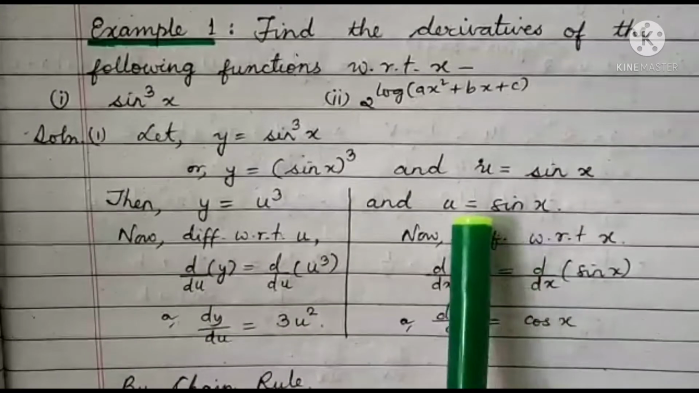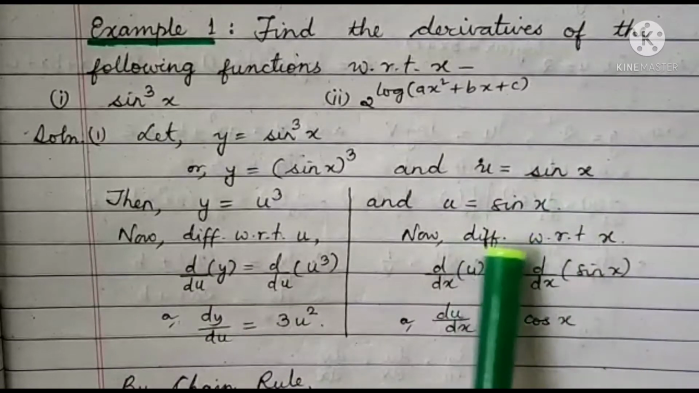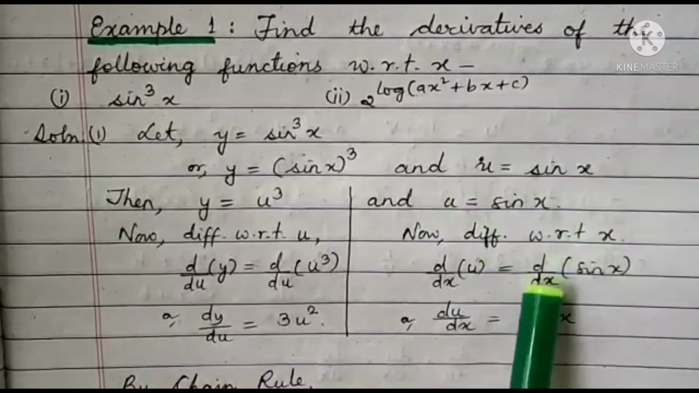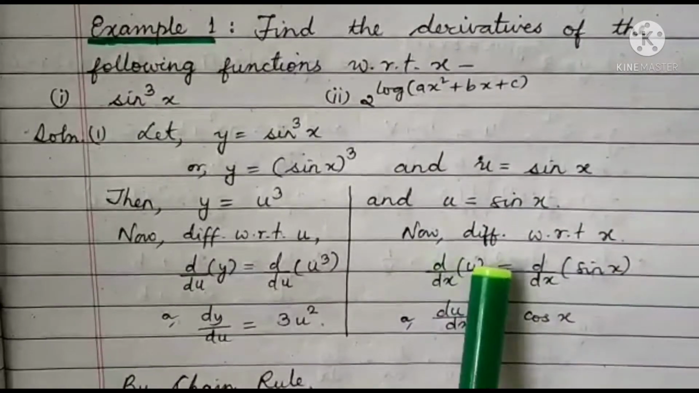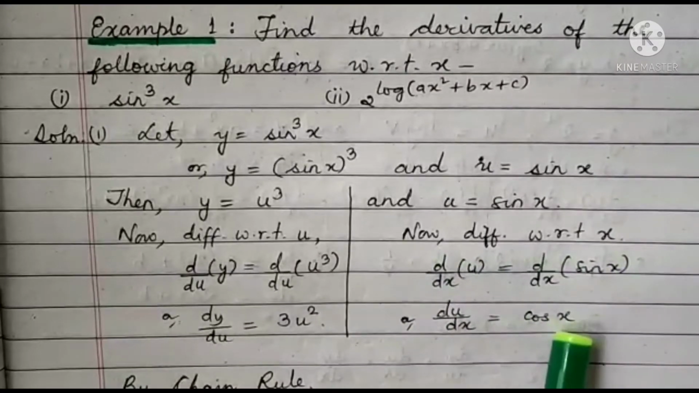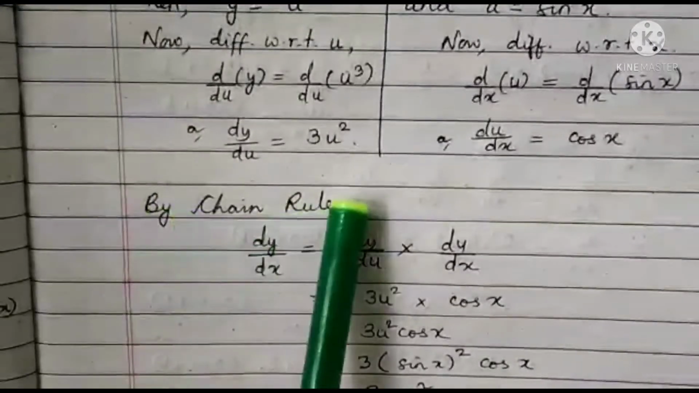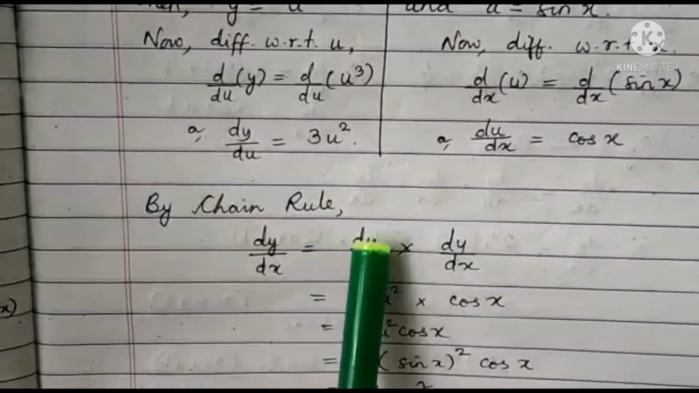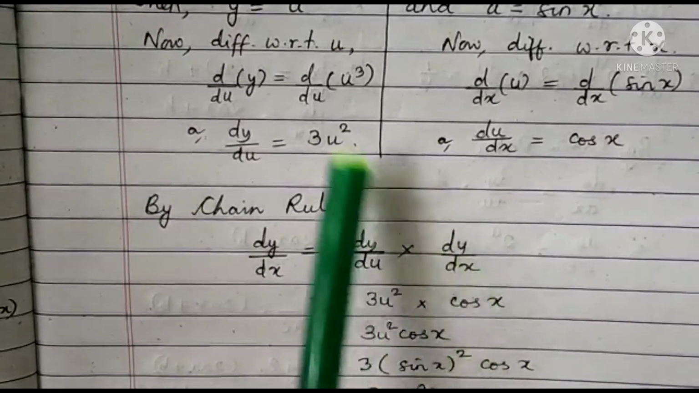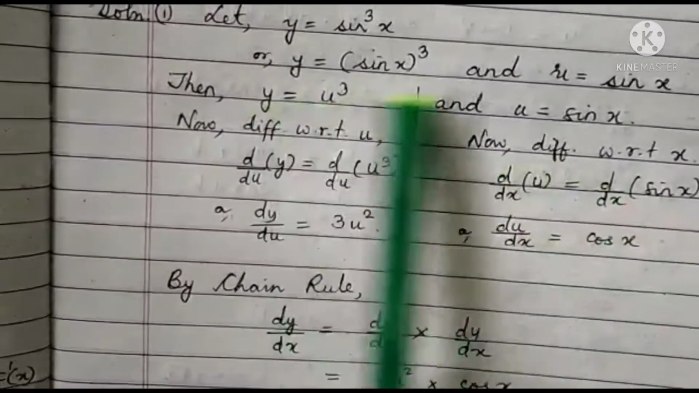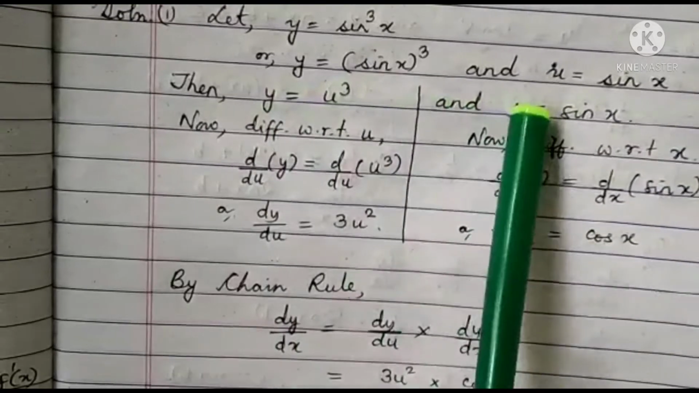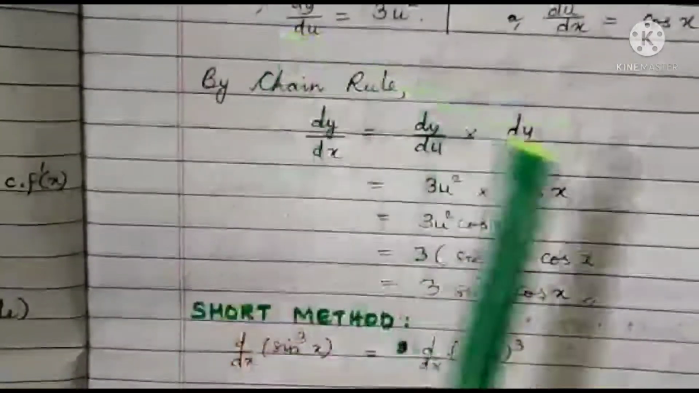Now find out this side. Your variable on the right side is x, so differentiating with respect to x, you have d by dx of u equals d by dx of sine x. So du by dx equals cos x, since the derivative of sine x is cos x. Quite simple. Now by chain rule, you know dy by dx is dy by du into du by dx. So accordingly put your values here.